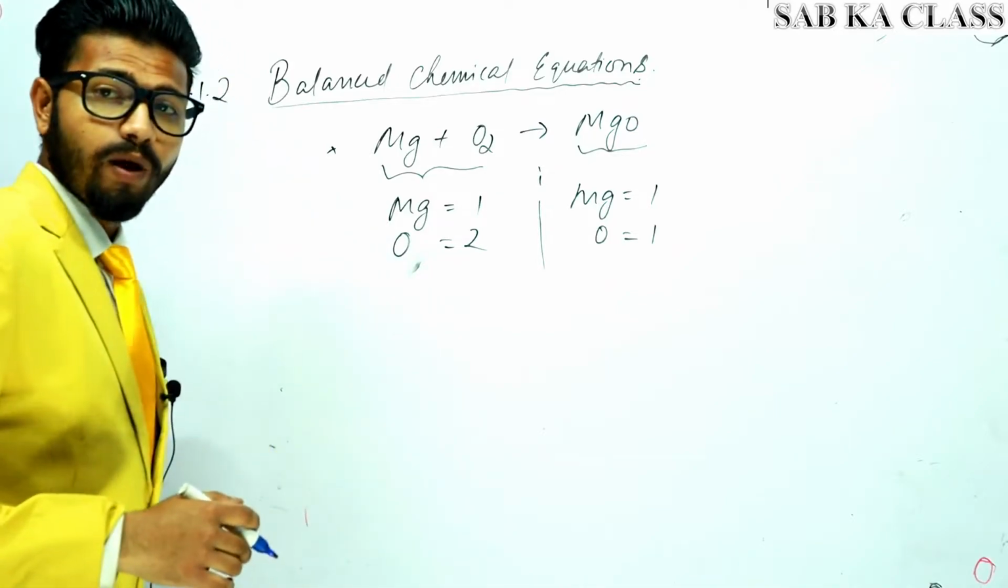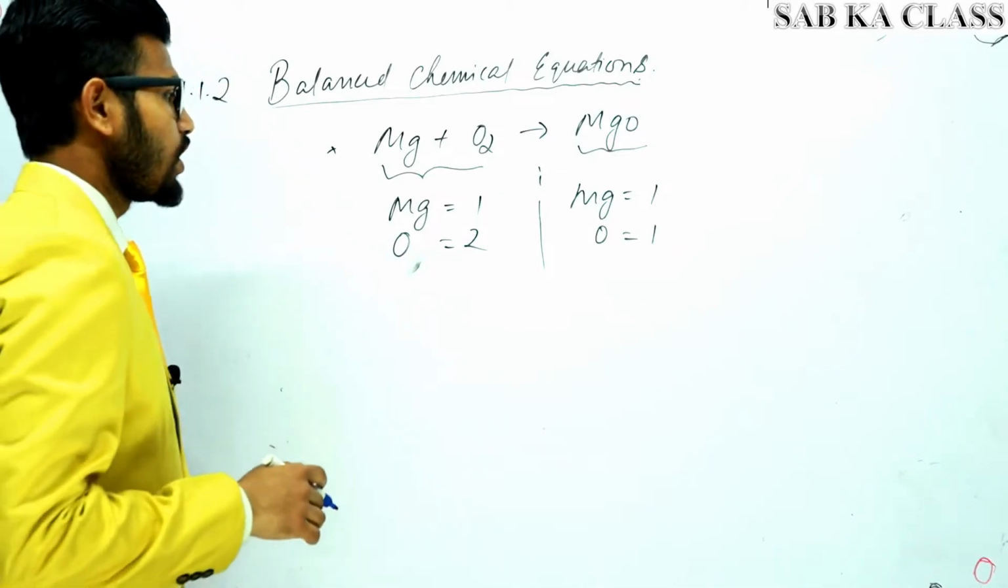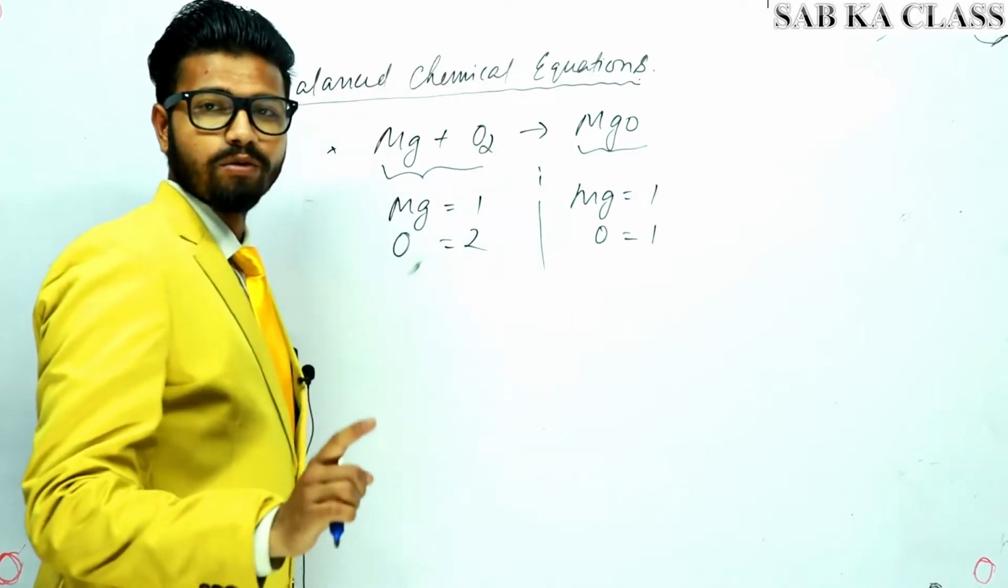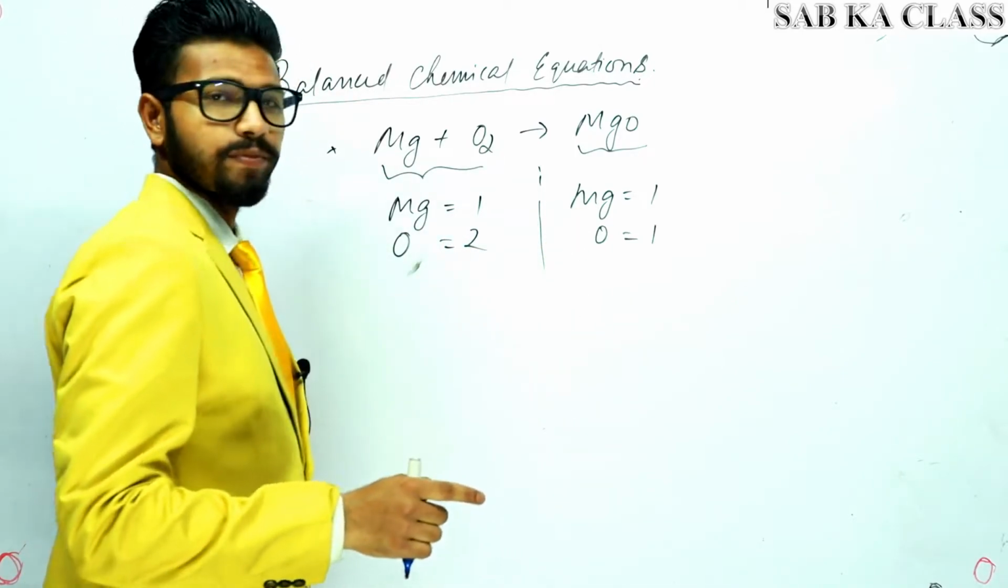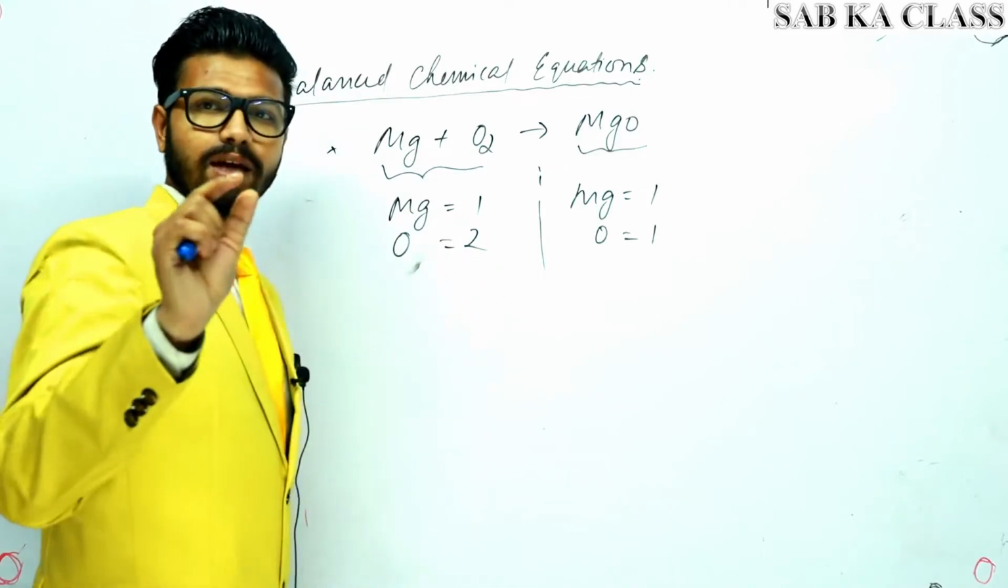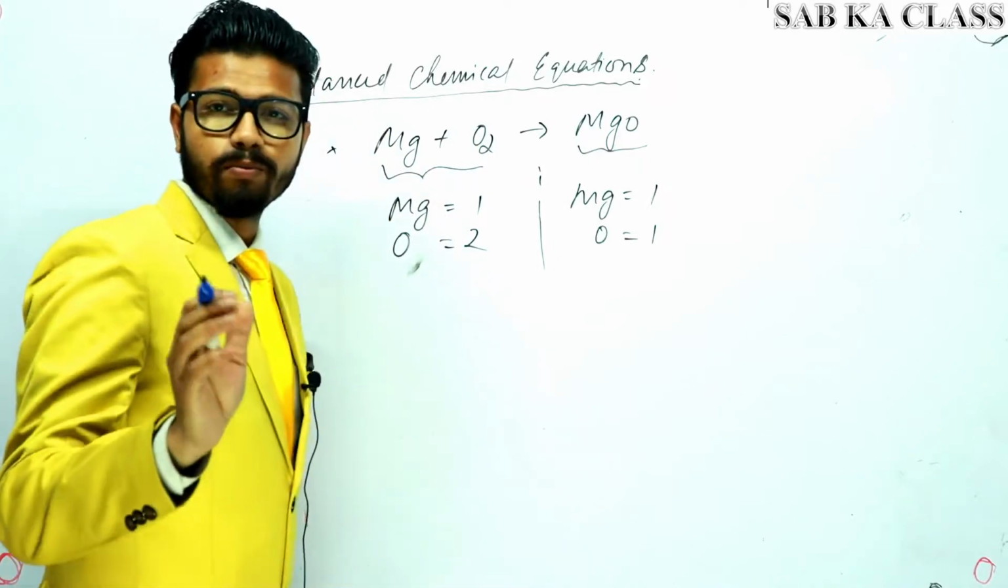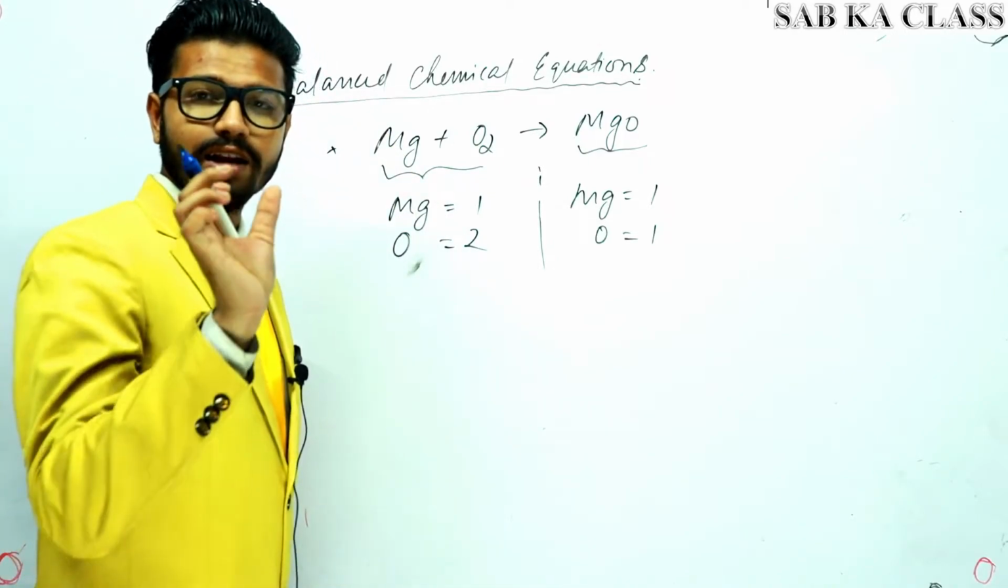So rule number 1 says that we have to make it equal. To make it equal, we have to put some constant number in front of the formulas, in front of the chemical equation.